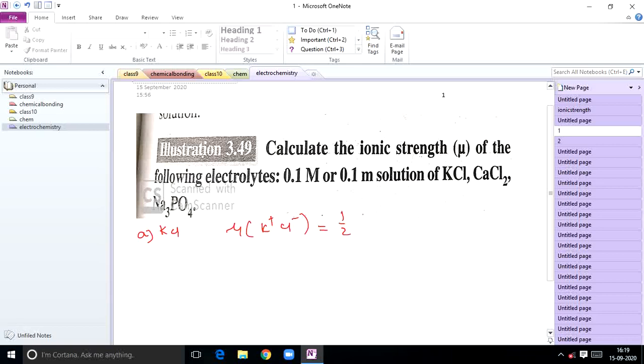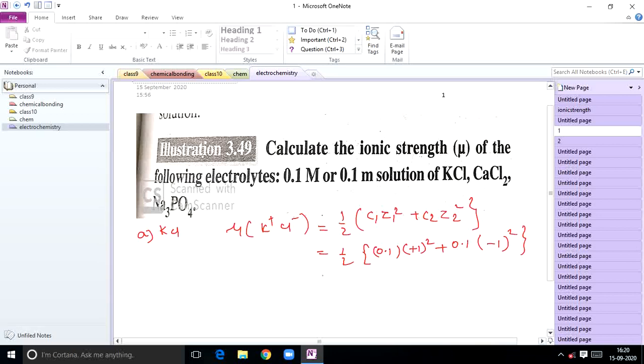So ionic strength of KCl means K plus Cl minus is equal to half into, how many ions are there? 2 ions are there. Half into C1 Z1 square plus C2 Z2 square. So that is equal to half into, what is the C1 concentration here students? C1, that is 0.1. Z1, what is Z1 here? I am taking charge on potassium, that is plus 1 whole square, plus C2, here you can take it as 0.1 into Z2 means minus 1, charge on chloride ion, minus 1 whole square.